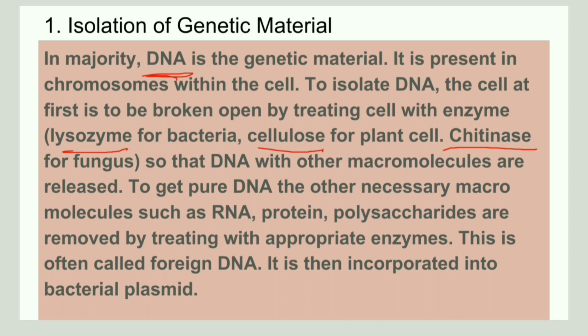In order to get pure DNA, we also need to remove macromolecules like RNA, proteins, and polysaccharides. These are removed by treating with appropriate enzymes. The isolated genetic material is called the foreign DNA. This foreign DNA is incorporated into the bacterial plasmid.